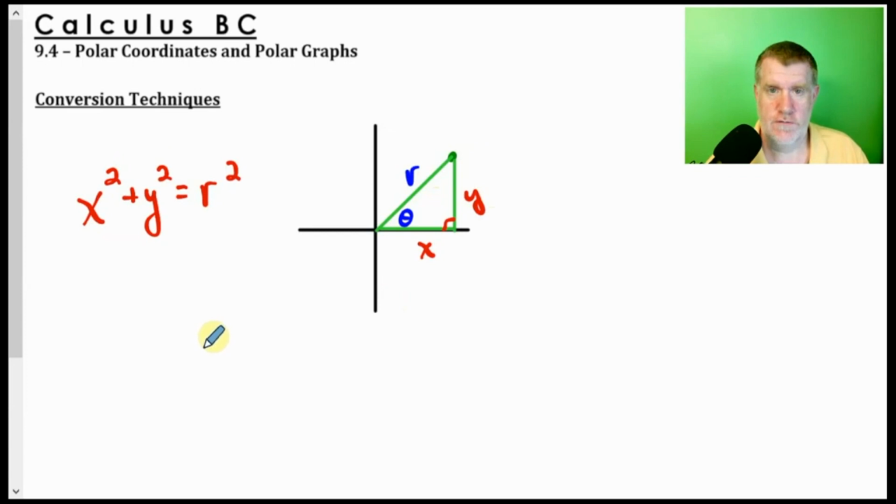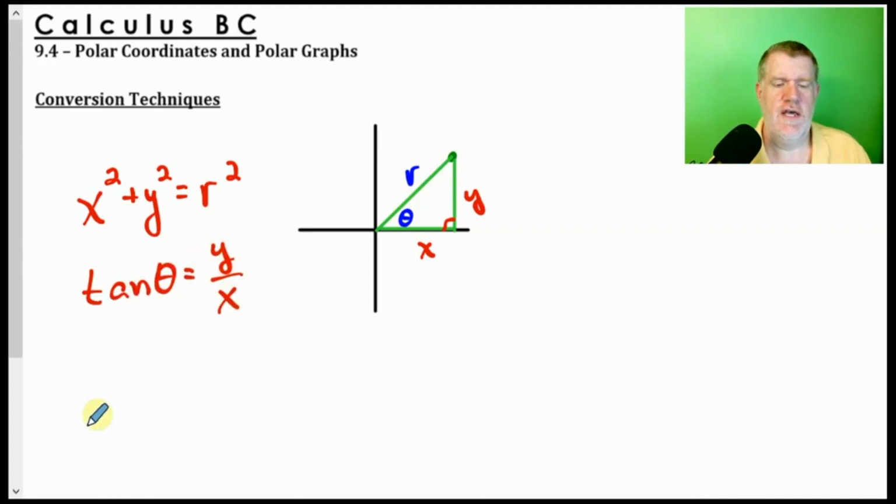So that can be very helpful in converting from polar to rectangular and vice versa. We also know this angle right here. I know that the tangent of that angle equals y over x. So you can see, if I'm given a y and an x, can I find r and can I find theta with these two relationships? Okay, so this is one conversion. This is the easiest way to go from rectangular to polar, is using these.